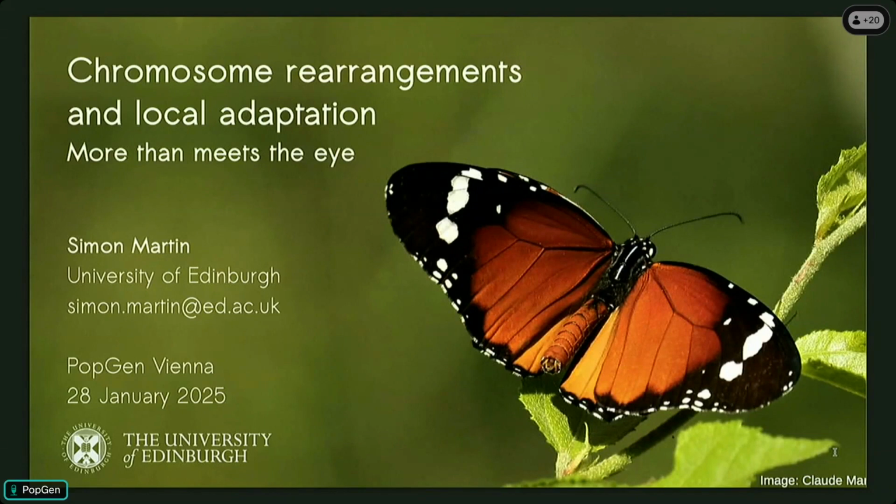I watch lots of these online, and I hope that this will make an interesting contribution to some people at least. So my title today is a little bit vague. It's about chromosomal rearrangements and adaptation, and I want to emphasize some of the confusing and unexpected findings that we've had in a few years of looking into this topic in this butterfly, Danaus chrysippus, that I'll introduce in a bit.